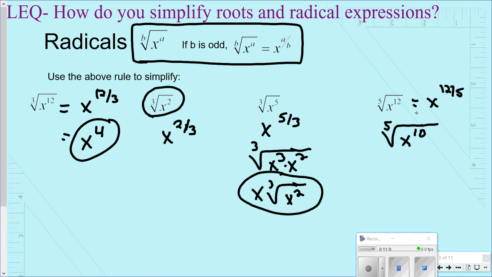Now, it was 12, and I wrote 10, so that means I need x squared to be multiplied by that x to the 10th to be equal to the original. So now I'm able to divide. Remember, if I'm writing this as a fractional exponent, it's going to be the 10/5 power, and 10 divided by 5 is 2. So I'm getting x squared on the outside of the radical. I still have the 5th root, and then I'm left with that x squared, which I can't simplify any further because 2 is smaller than 5. So my final answer is x squared times the 5th root of x squared.